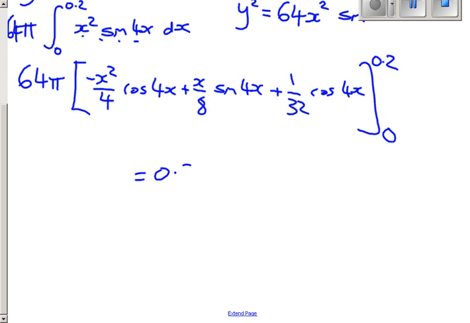The final answer is 0.299. I think I'll leave you just to tap it into the calculator.